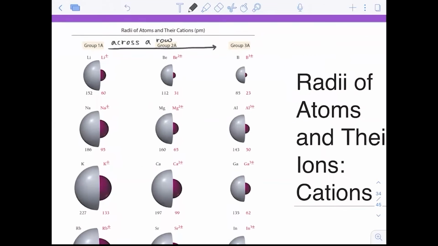And what do we notice? 152, 112, 85. These are in picometers. So the size of the atom decreases as we go from left to right.